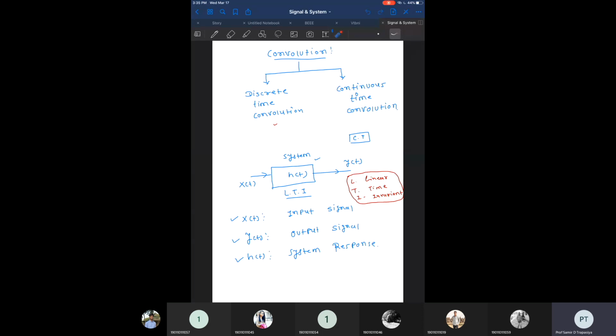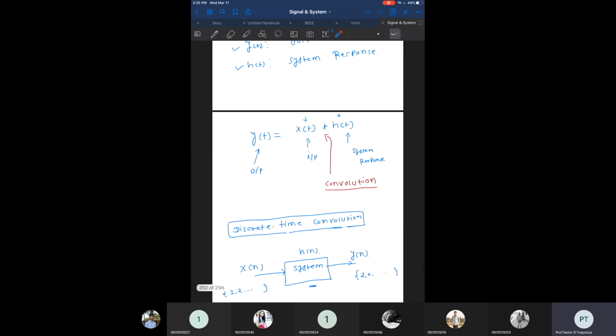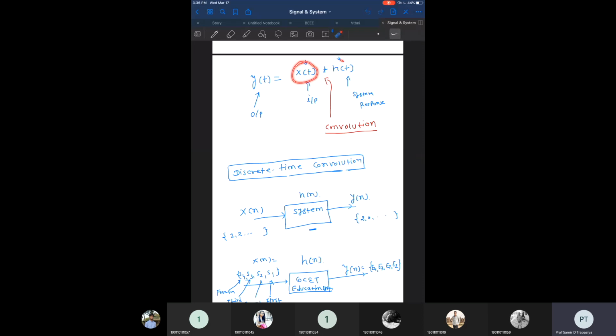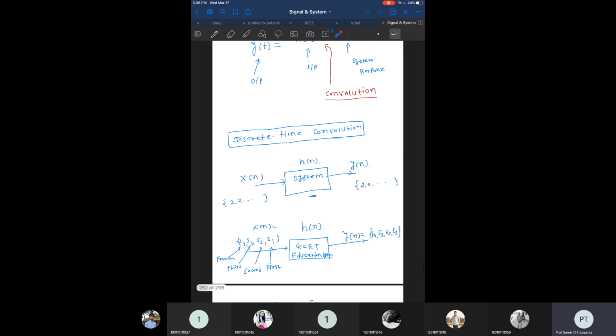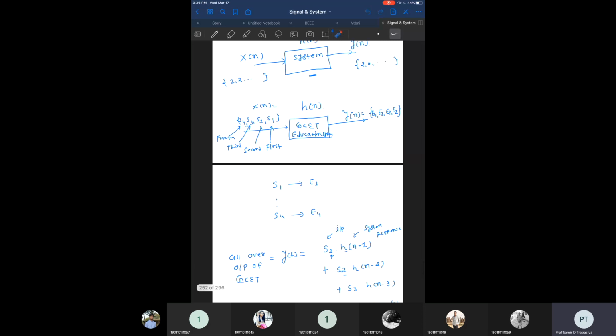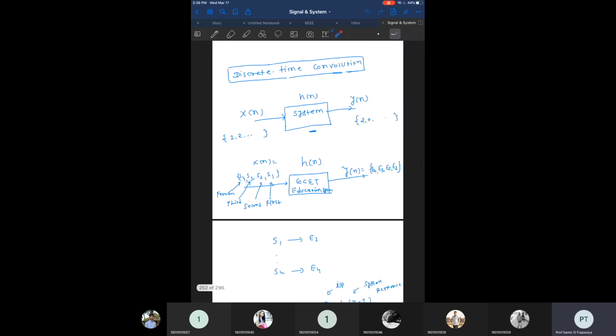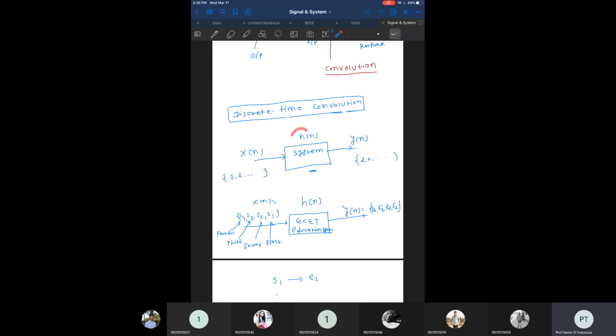So here we can see that convolution operation can be applied only for a system which is linear time invariant, an LTI system, and the convolution operation is applied between the input x of t and h of t, and this can be represented by the symbol star. After applying this convolution operation between x of t and h of t, one can get the output y of t. We also discussed discrete time convolution, where the input signal x of n is discrete time and the system response h of n is also discrete time. Then the output y of n is also obtained as a discrete time signal.